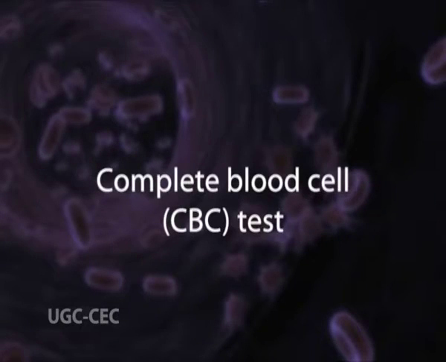Complete blood cell test. A CBC test measures the number of all types of components in the blood including RBCs, WBCs, hemoglobin, hematocrit and platelets, which help in diagnosis of many diseases.